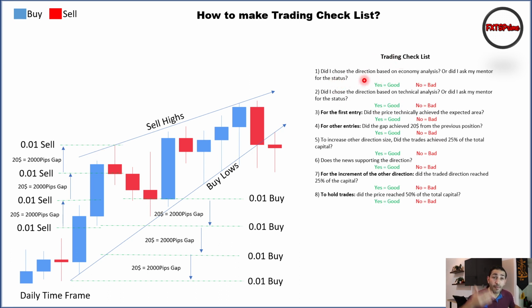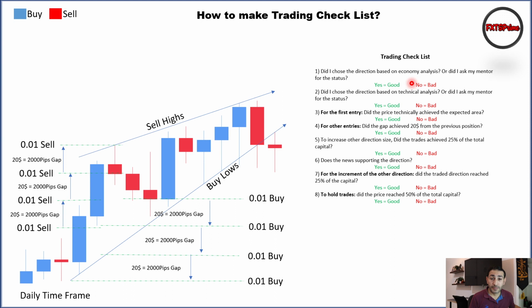So, first thing, I'm going to create my checklist. And my checklist should be according to my trading plan. So, the first thing I'm going to do, I'm going to open an entry. Let's say sell from the high. So I will say for myself, create a checklist, make a paper and create your checklist for your trading. Yes, this is a business like any business. Did I choose the direction based on the economy analysis? Or did I ask my mentor, what is the economy status? Yes, I have asked, good. No, I didn't, bad.